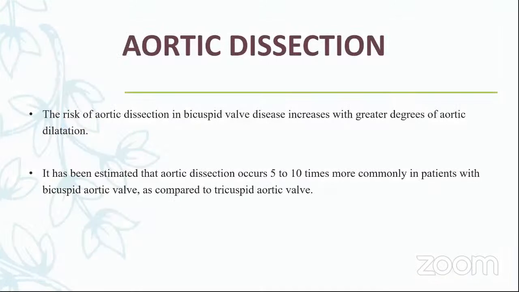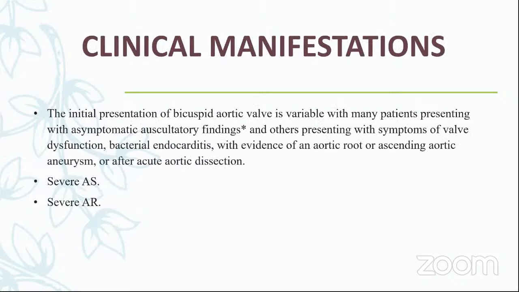Aortic dissection. The risk of aortic dissection in bicuspid aortic valve increases with a greater degree of aortic dilatation. It has been estimated that aortic dissection occurs 5 to 10 times more commonly in patients with bicuspid as compared to a tricuspid valve. The clinical manifestation of bicuspid aortic valve.